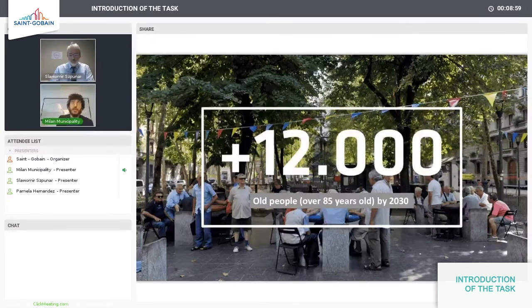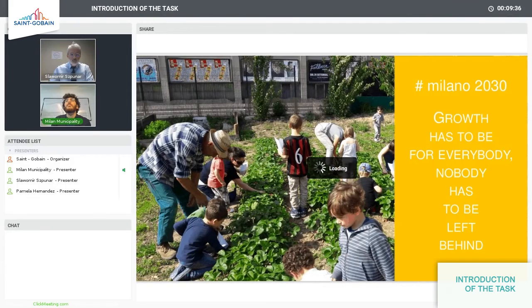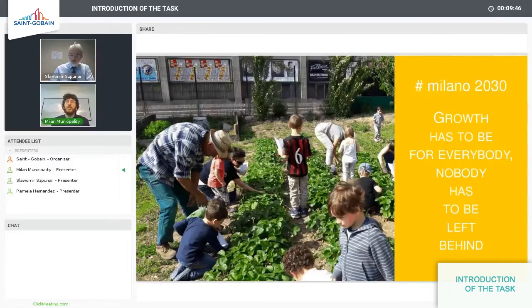So if we have to say two big data points about the population of the Milan of 2030, we will have 12,000 more people over 85 and... it's loading. Sorry, I'm trying to change the slide and I'm not able at the moment. Oh, here we are. And 50,000 more young people between 19 and 34. Of course, these two factors are key as a potential outcome of the competition.